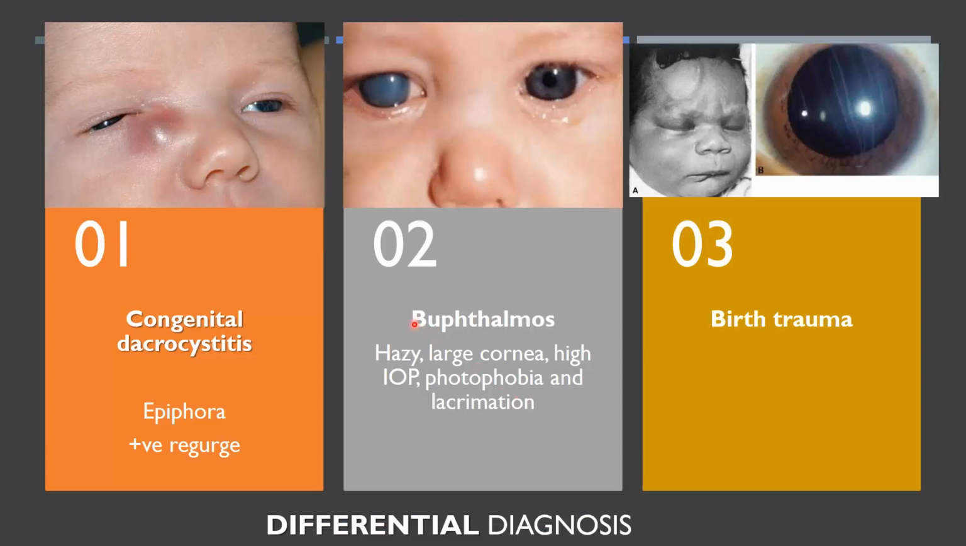What are the differential diagnoses? It's very important to differentiate between ophthalmia neonatorum and congenital dacryocystitis. In congenital dacryocystitis, we can see a swelling over the lacrimal sac, and there is epiphora and positive discharge. Congenital glaucoma is also very important to differentiate from ophthalmia neonatorum. There is a hazy and large cornea with high intraocular pressure, photophobia, and lacrimation. And also, they used forceps for delivery.